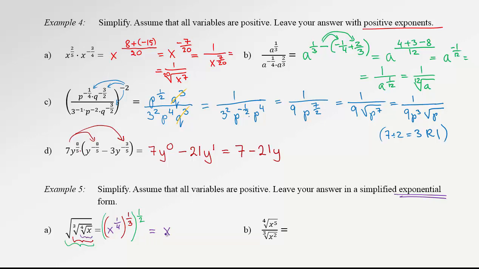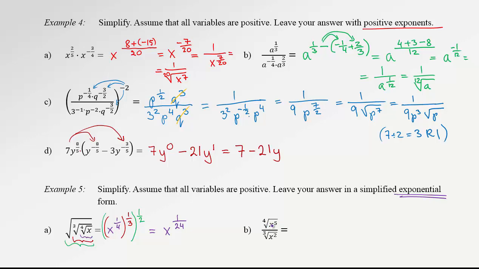So we end up with x to the 1/24, or 24th degree root of x. That would mean the same. However, we're supposed to leave the answer in exponential form, so that's the final answer. Let's see the next question.